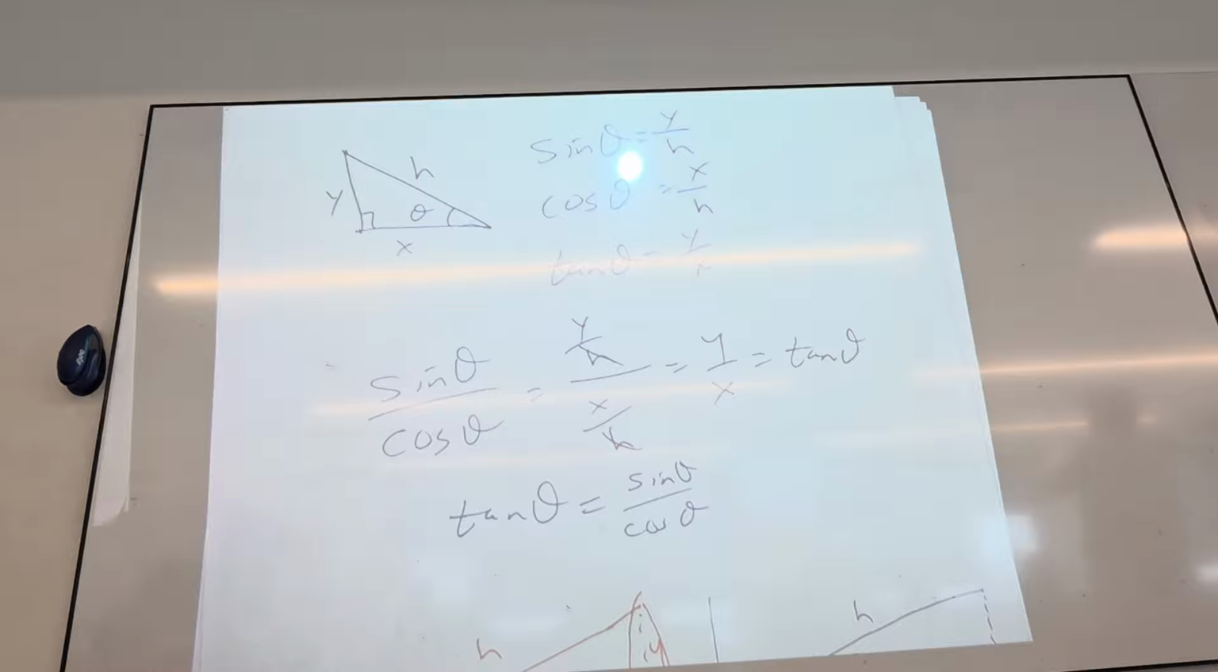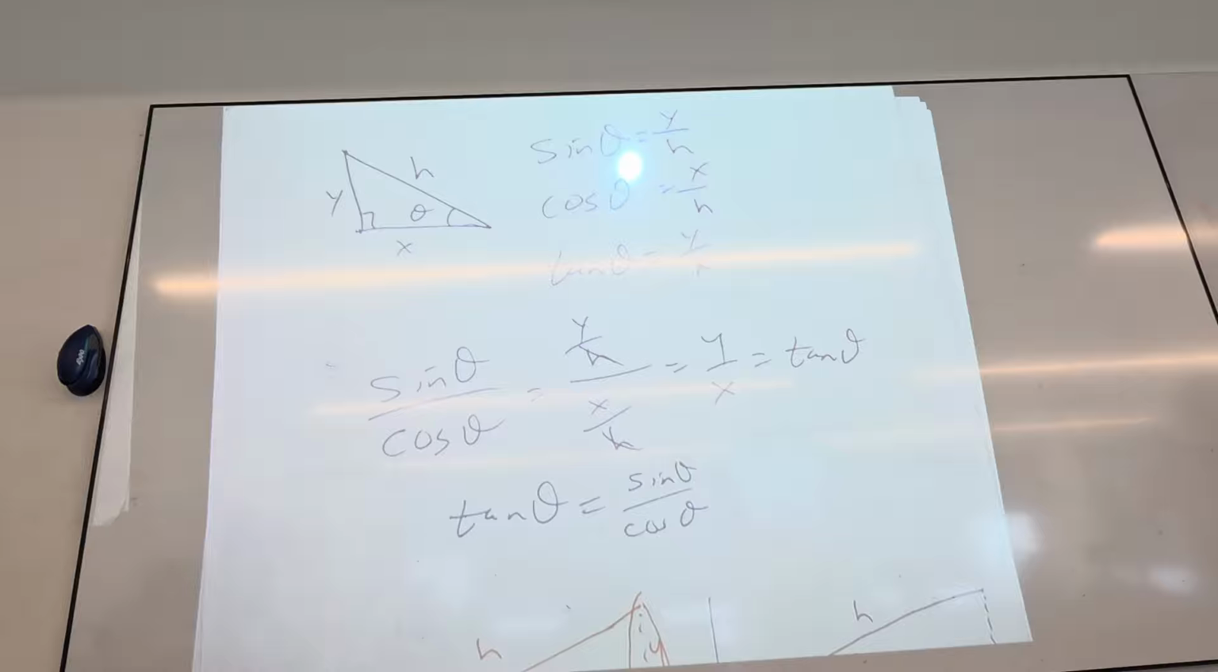Is everybody cool with this being 90 degrees? How much of it is in the y direction? Use words. How much of my arm is in the y direction now? All of it. So 100%, 1. So sine of 90 is 1. What's cosine of 90? Cosine likes x. If I have a light shining straight down, is there any shadow? No, so what's cosine of 90?